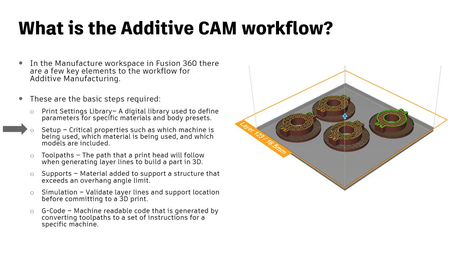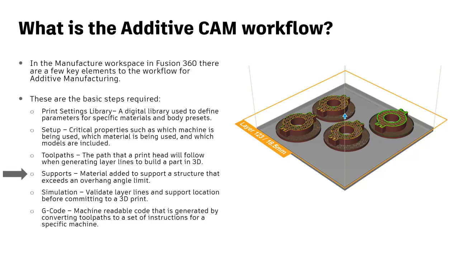Next is creating a setup. This includes critical properties such as which machine is being used, which material is being used, and which models are included. The toolpaths are generally automated, but this is the path that the print head will follow when generating layer lines to build a part in 3D.